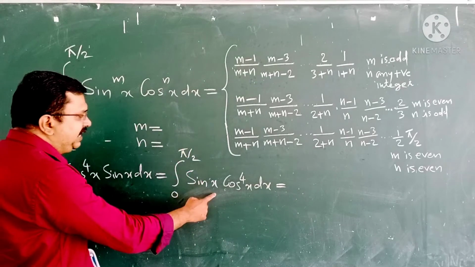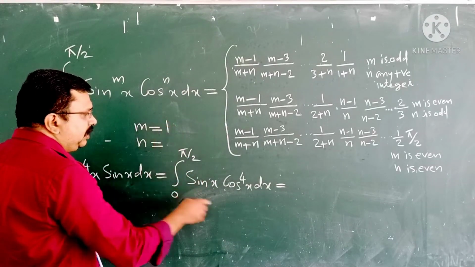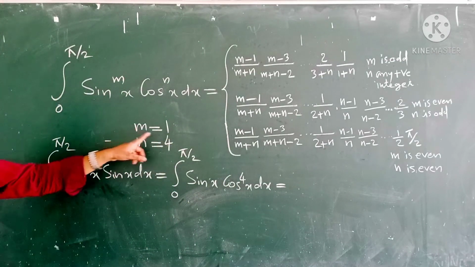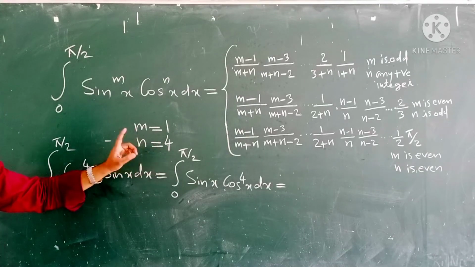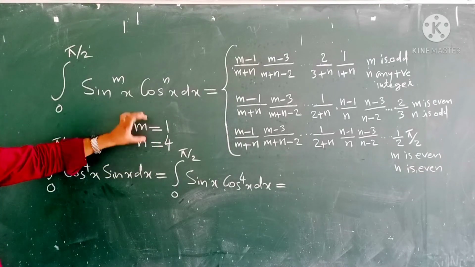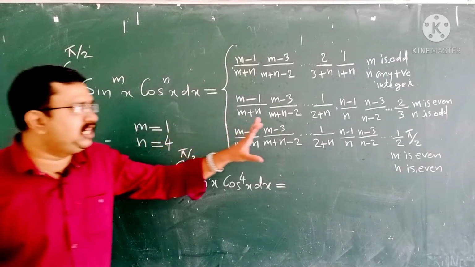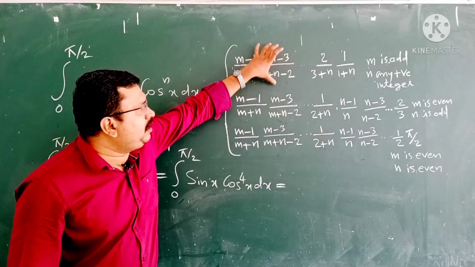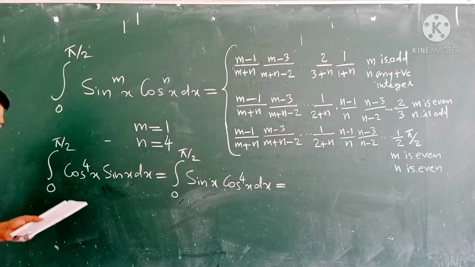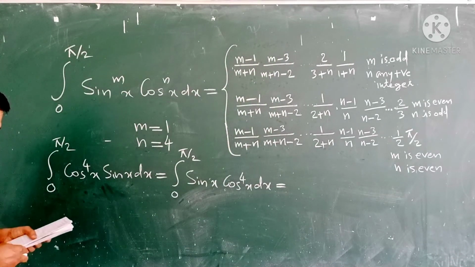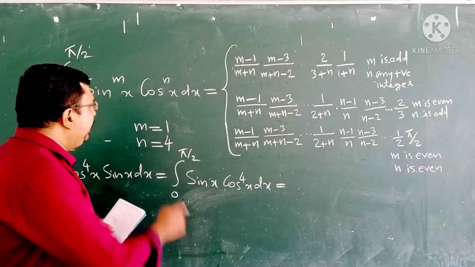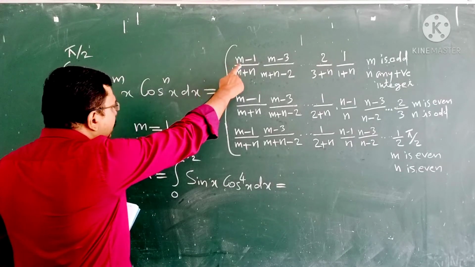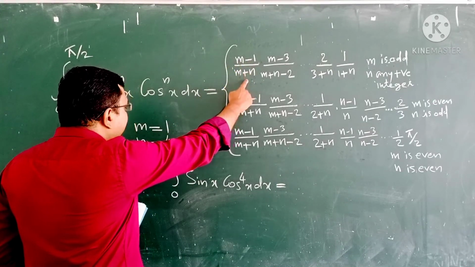Here sin x means m equal to 1, and cos to the power 4x, therefore n equal to 4. Remember that m equal to 1 and n equal to 4. That means m is an odd number, and n is a positive integer. Therefore we may take the first case as our result. By using the first case, here m equal to 1, n equal to 4. When we apply m equal to 1, it will become 0 by 5.